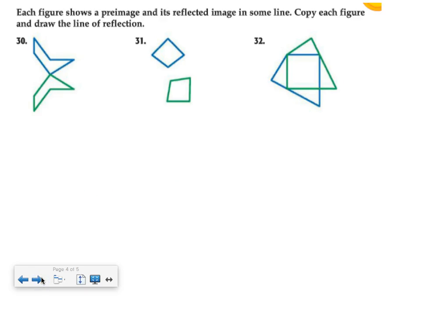30 and 32 say each figure shows a pre-image and its reflected image in some line. Copy each figure and draw the line of reflection. So all you have to do is figure out, where does my line of reflection have to be? Don't overcomplicate it. Like, where does it make sense? Where could I fold this in half to where all my points would line up on top of each other? Well, this one's pretty straightforward, right? Down the middle. And I know 32 is kind of confusing because it overlaps, but it just cuts it down the middle.